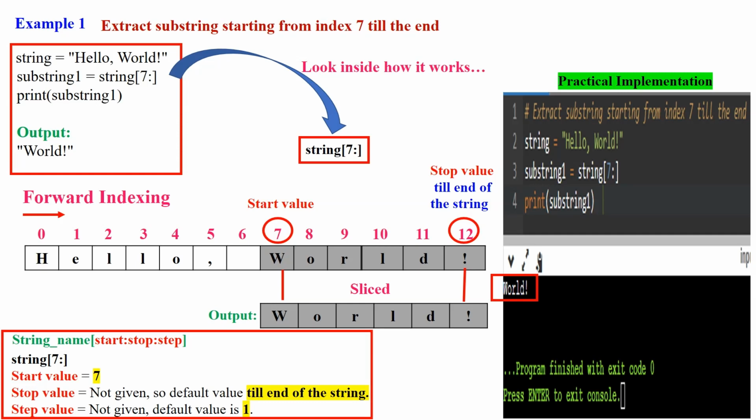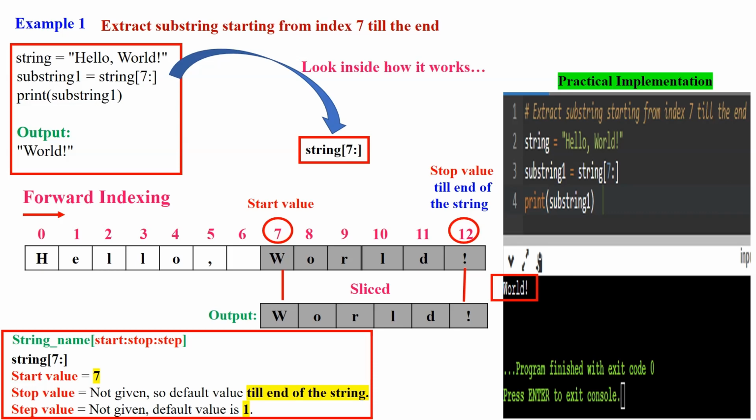Now look at the picture. The index values of the string Hello, World! are marked, starting from 0 and ending at the end of the string, that is index value 12 for the exclamation point. Now let's see how string[7:] works. Now, look at the bottom for the syntax of string slicing. Remember the syntax of string slicing: string_name[start:stop:step].